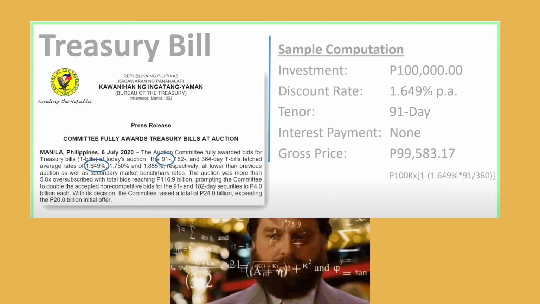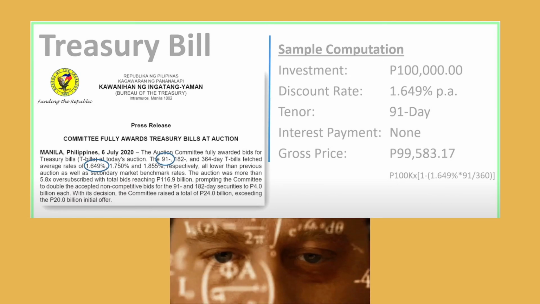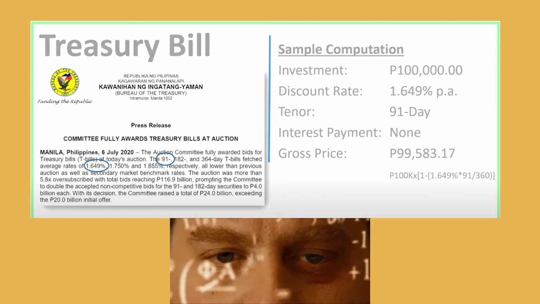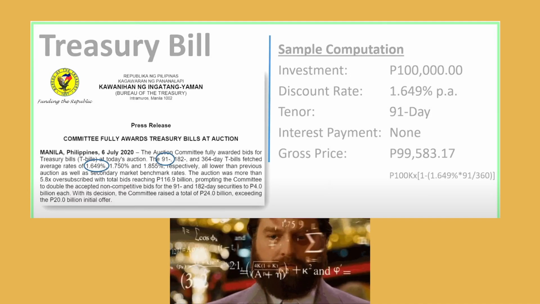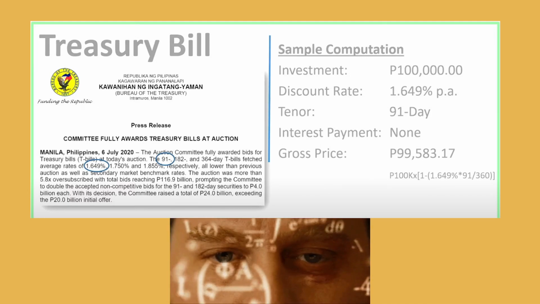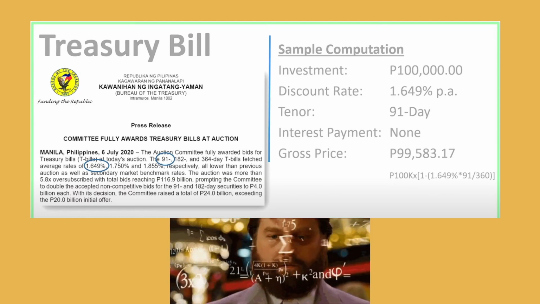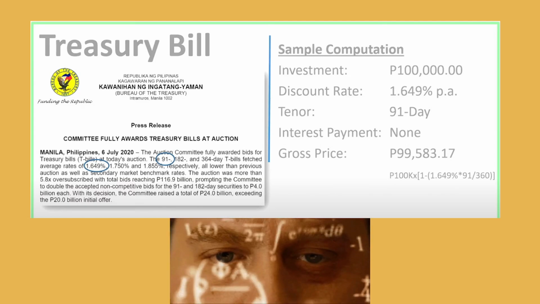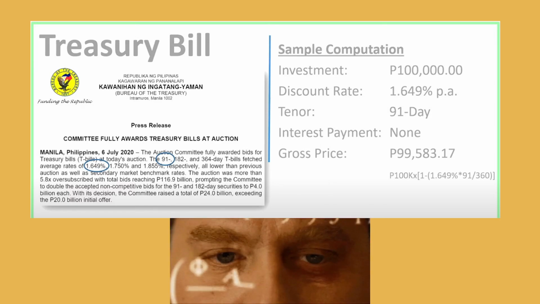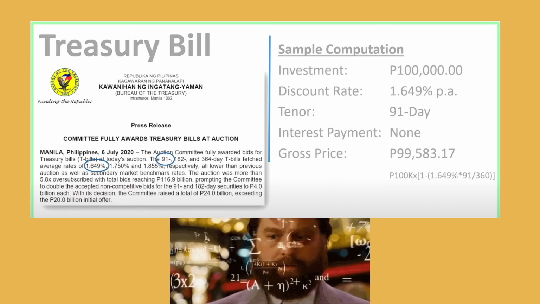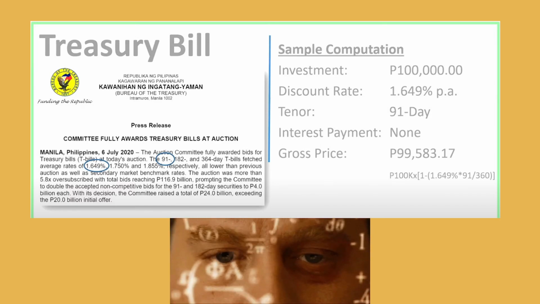And so what we can see by the formula is that our gross price would be 99,583.17. And so it would require us to invest upfront with the value of 99,583.17, and the maturity of that amount will be 100,000 on the 91st day.